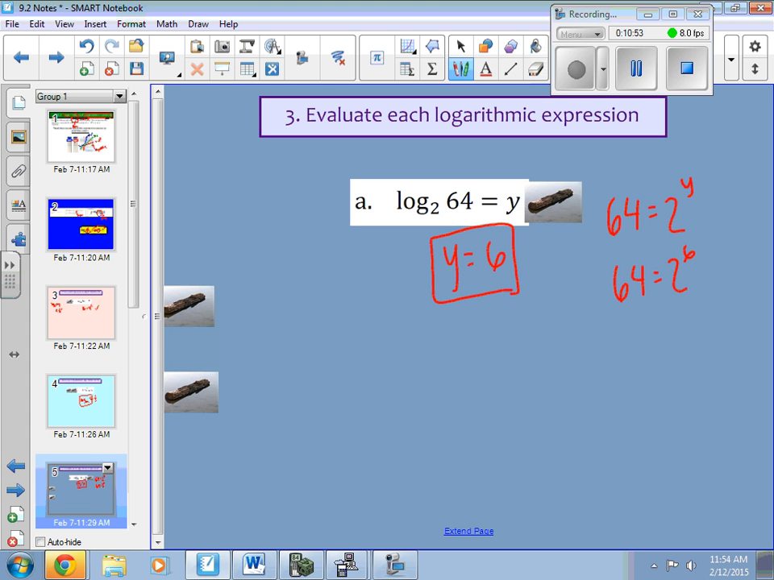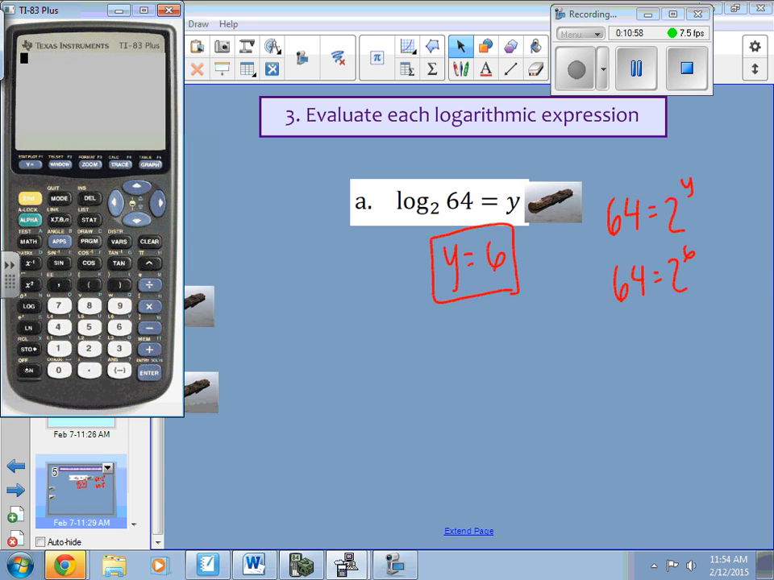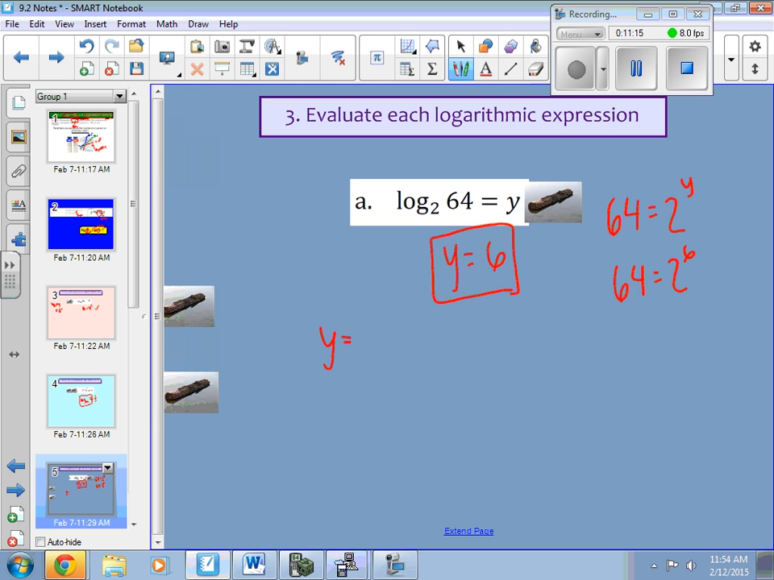Now, on a calculator such as a TI-83, if you go to your math menu, this one does not have that log base. However, it does have a log button on there. But this one won't allow you to type in the base. So another way you can do this on your calculator to find out what y is, if you type log of the bigger number here, in this case 64, and divide it by log of the base number, which is 2, it'll also tell you the answer of 6.